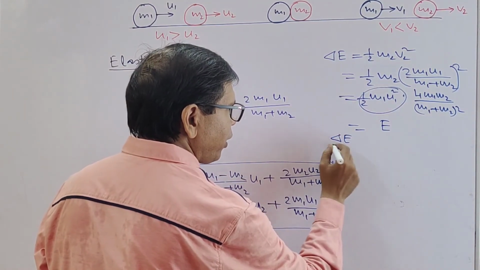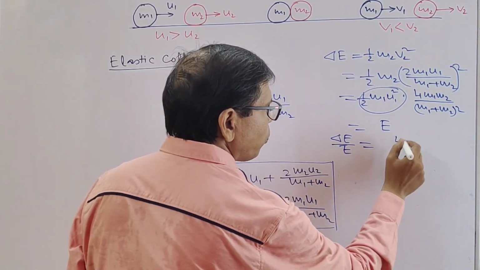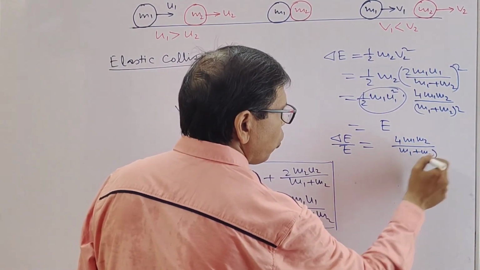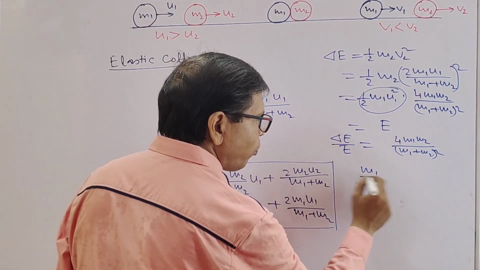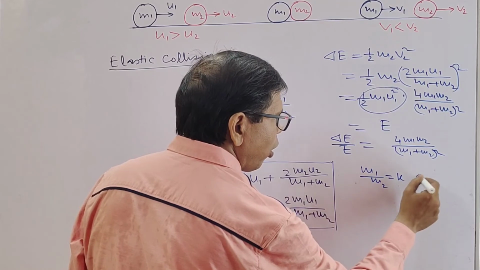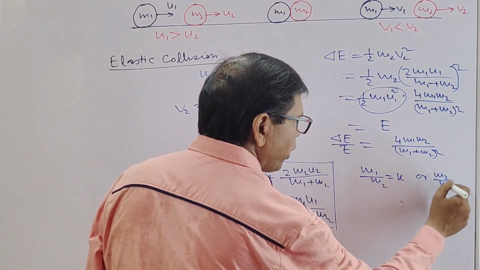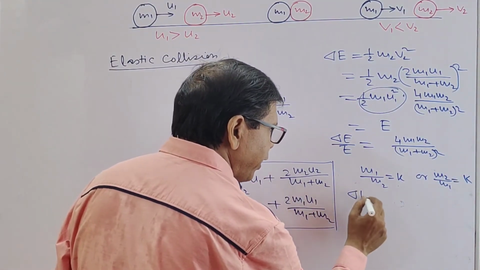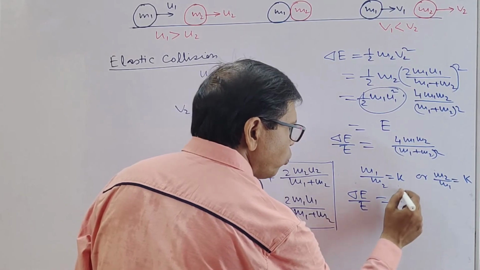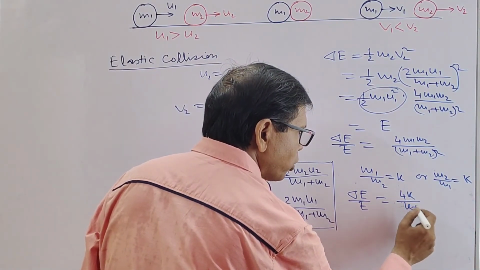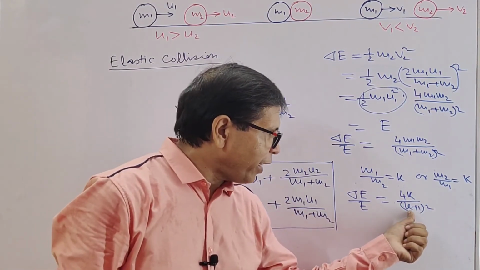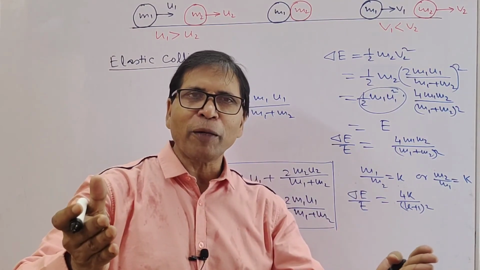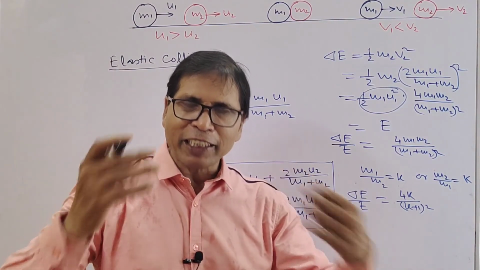Therefore delta E by E equals 4 m1 m2 divided by m1 plus m2 whole square. Suppose m1 by m2 equals k, or m2 by m1 is equal to k. Then we can get delta E by E equal to 4k divided by k plus 1 whole square. If k equals 1, delta E by E is equal to 1. Therefore the fractional transfer of energy is 1, that is maximum.